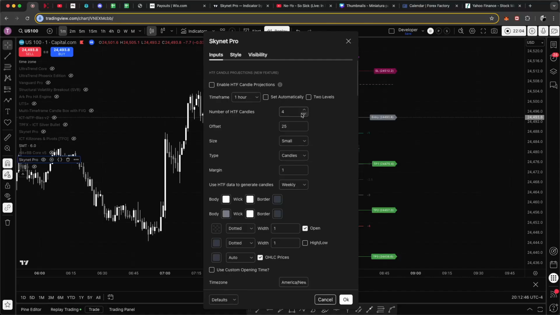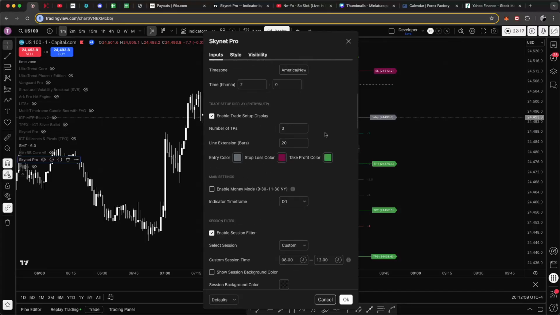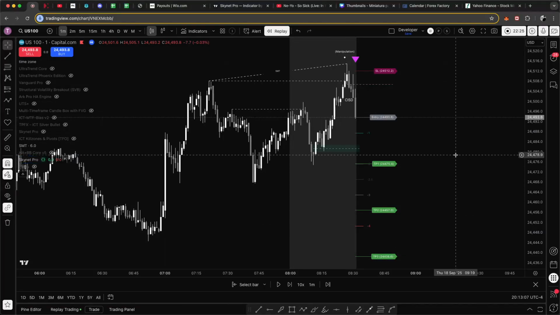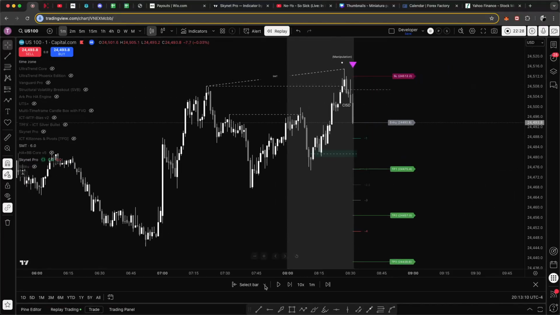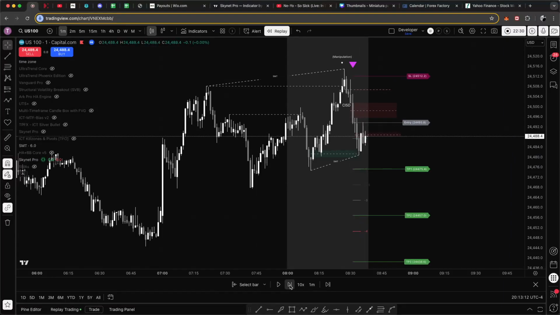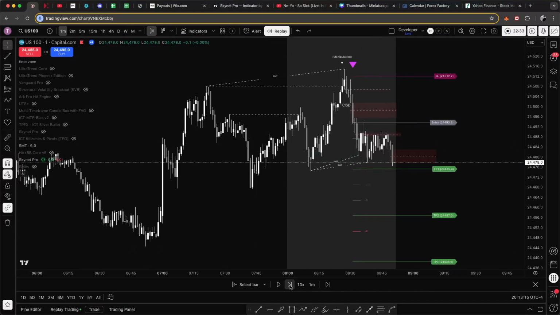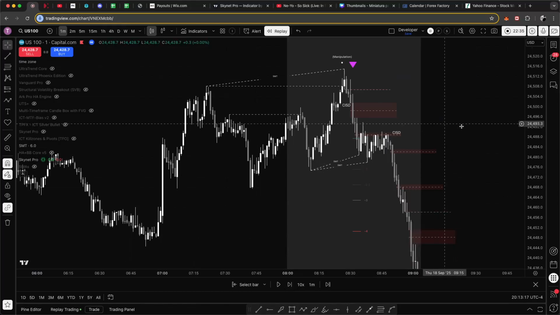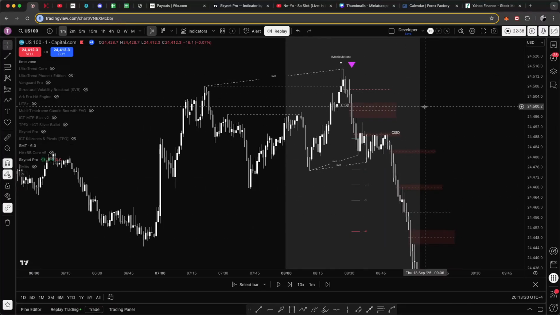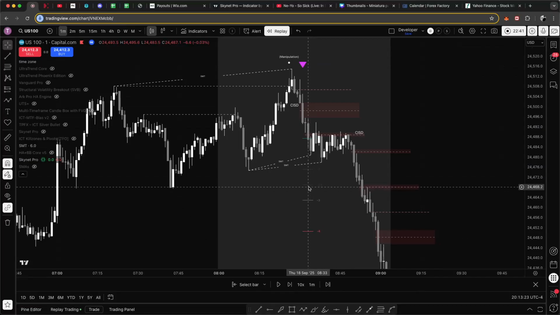You can actually expand this to, oh, sorry, this is not what it is. Extension, this one. I want to extend the line a little bit. So anyways, you already saw what happened. Price hits TP1, TP2, TP3. So as you can also see, the indicator also prints the standard deviation projection.